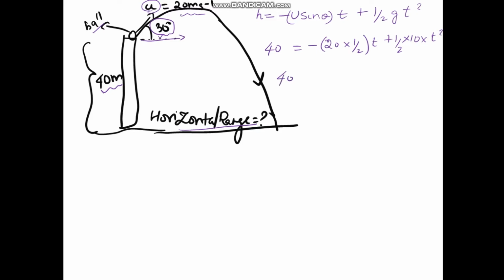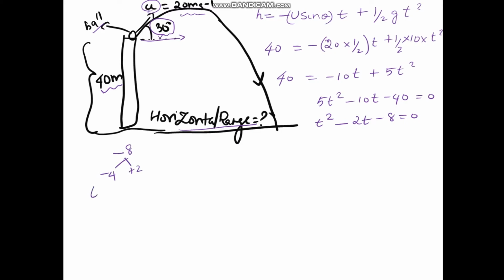The answer comes out to be 40 is equal to minus 10t plus 5t square. 5t square minus 10t minus 40 is equal to 0. Dividing the whole equation by 5, we get t square minus 2t minus 8 is equal to 0. Now we are factorizing it. Minus 8 is minus 4 plus 2. So t is equal to 4, t is equal to minus 2. Time cannot be negative, so this value is not possible. We are taking t is equal to 4.